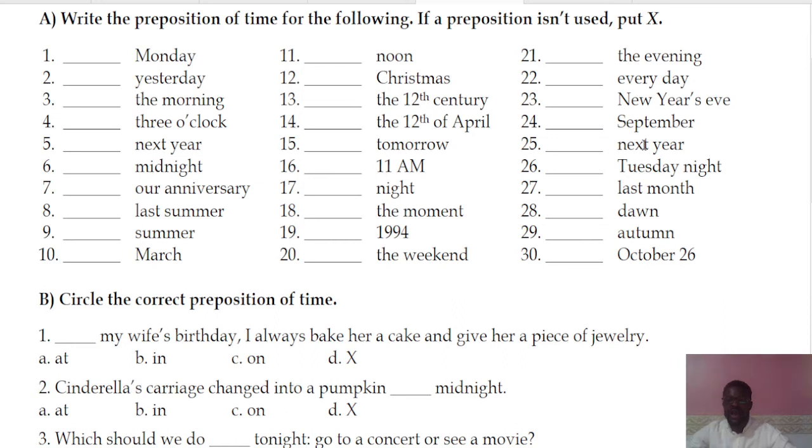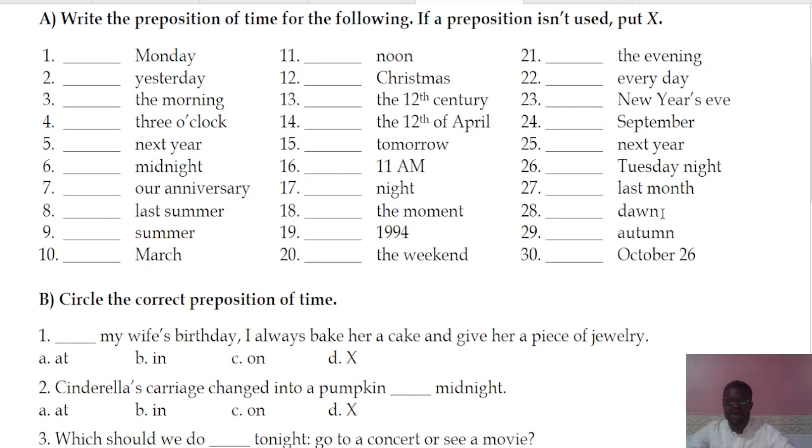Next year, number 25, is also a time marker for future tense. Next year, I will travel to Thailand. So next year, there is no preposition. You just have to put X to it. Tuesday night, on Tuesday night, because for days of the week we say on Monday, on Tuesday, on Wednesday. So on Tuesday night is correct. Last month is a time marker for simple past tense. So we're going to use X to show that there is no preposition.